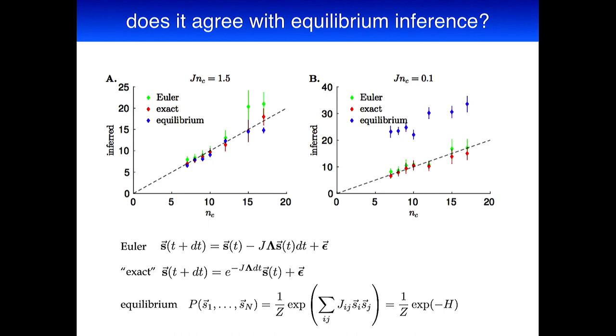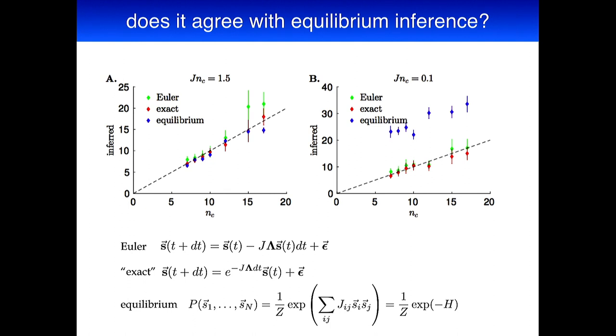And you can see that the answer actually depends on the parameters of the model. So when the interaction strength is fairly large, you see that the static and exact inference give pretty much the same answer, right? So equilibrium here is just doing inference on the single snapshots, whereas the exact inference is actually doing it on successive snapshots. So in that case, you get the right answer. But now imagine that the interaction strength is a bit lower. In that case, you can see that when you take the equilibrium inference, you completely overestimate the interaction range.